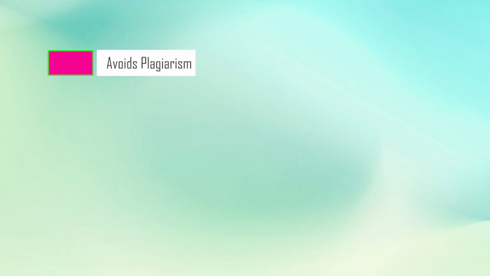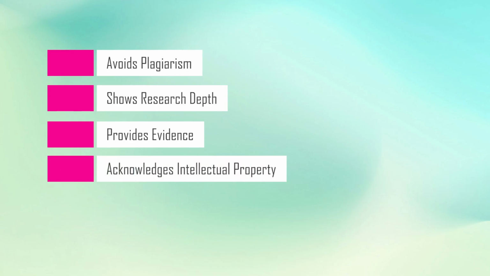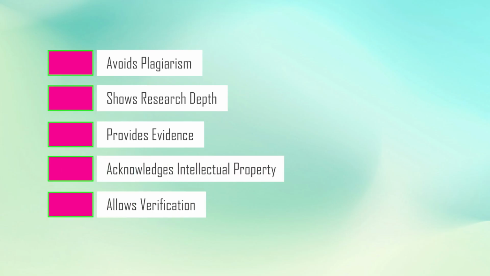Next, I would like to discuss another aspect called citation and reference. Well, referencing is a process of giving credit to the authors' theories and text sources that you have used in the research. Why does referencing matter? Because good referencing ensures academic credibility. The purpose is to avoid plagiarism, show research depth, provide evidence, acknowledge intellectual property, and allow verification, where readers can locate the cited sources.